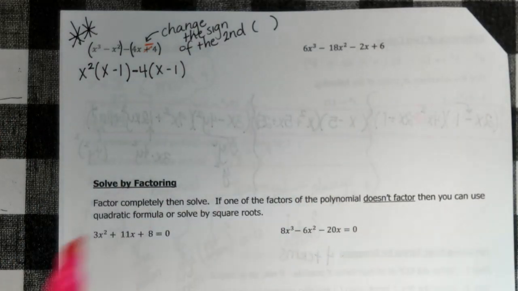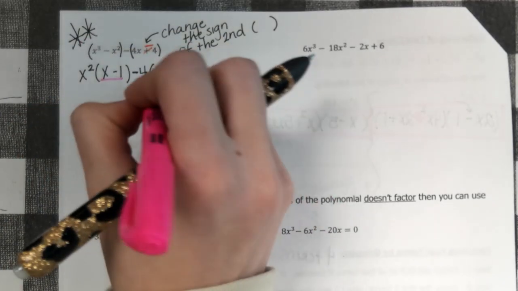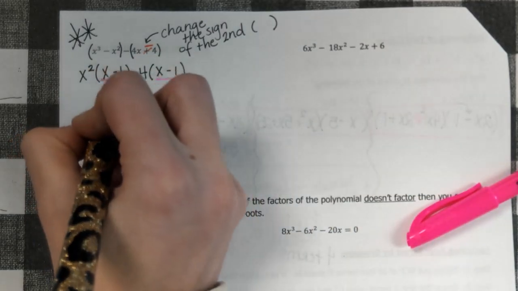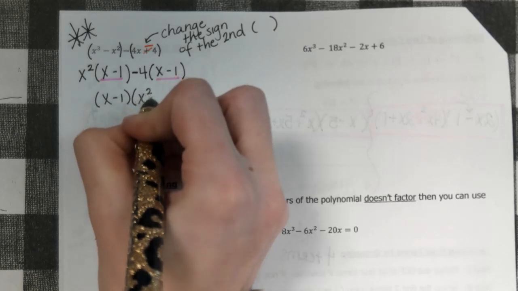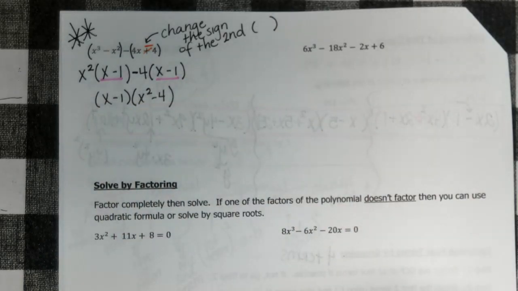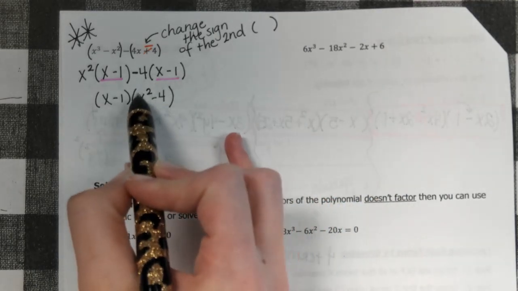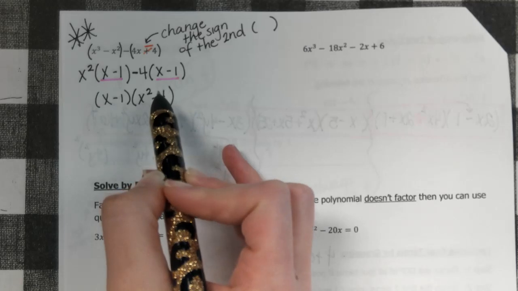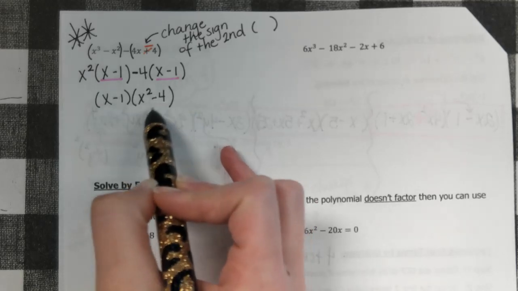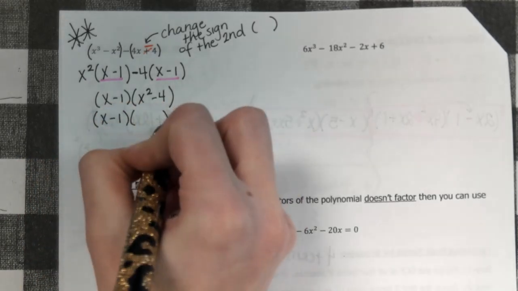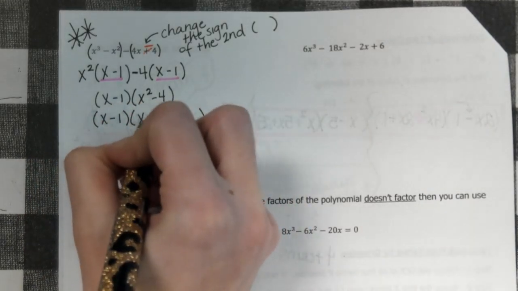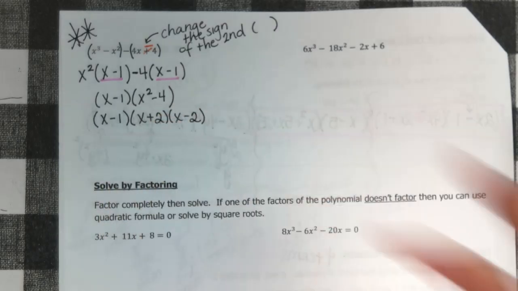You follow me? Notice I've got my big GCF now. So I've got x minus 1, and that leaves me with what? X squared minus 4. Can I go further? What do I know about x squared minus 4? Difference of two squares. So I'm going to bring down my x minus 1. X squared minus 4 factors into x plus 2 and x minus 2.